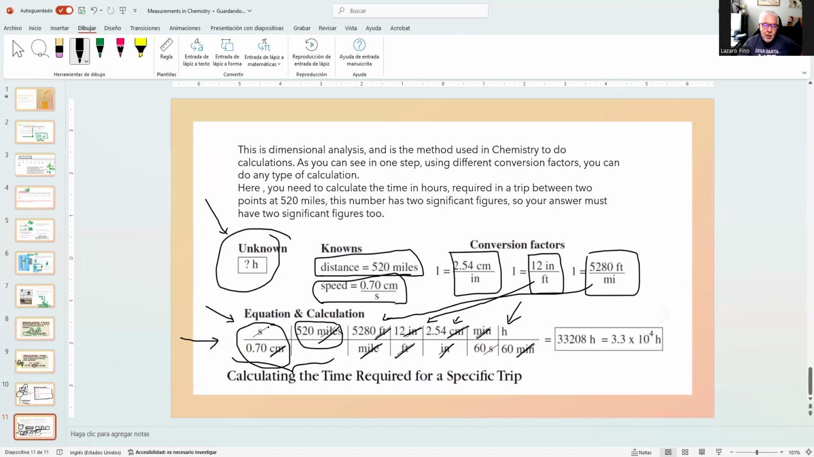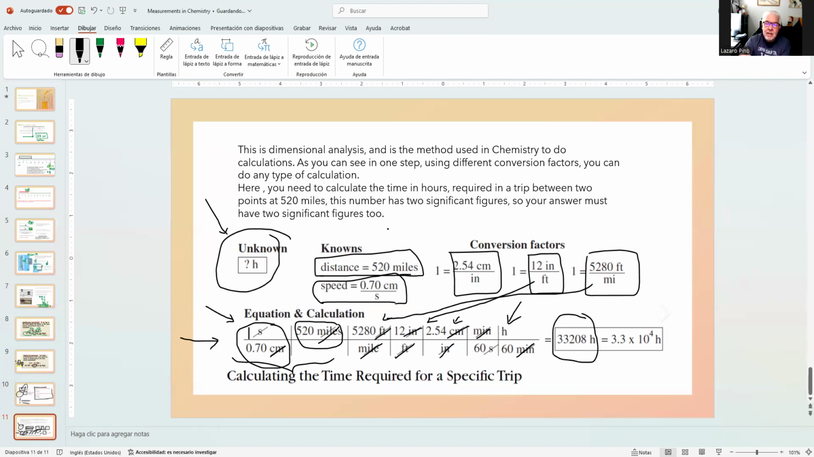So, how do you solve this? First, you multiply 1 by 5,280 by 12 by 2.54 by 1, and you get a number, and then you divide this by the result of the multiplication of 0.70 by 60 by 60. And then you get in the calculator this big number. Wow.